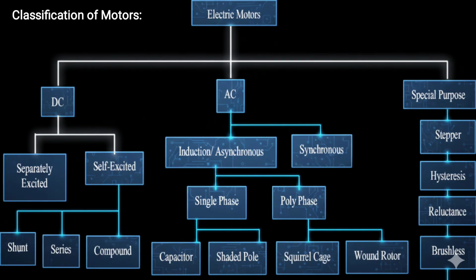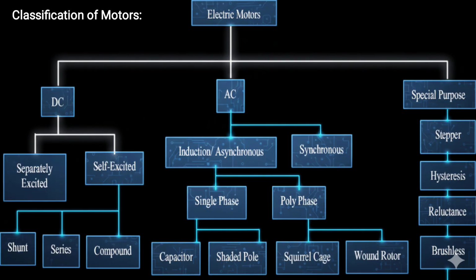Electrical motors are mainly classified into the DC motor, AC motor, and special purpose motors. In a DC motor there is a separately excited DC motor and a self excited DC motor. For self excited DC motors we have the shunt motor, series motor, and compound DC motor. In AC motors we have the induction, or asynchronous motor. Again in AC there is a synchronous motor.